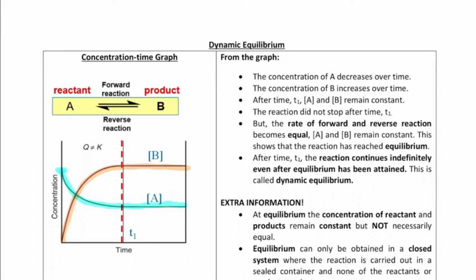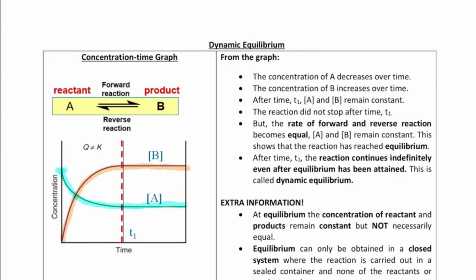Okay, and then after time T1, concentration A and concentration B remain constant. So where is T1? T1 is here. Okay, so after time T1 ni, graph ni semua straight line je. It shows that the concentration of A and concentration of B remain constant. Dia dah tak berubah dah.